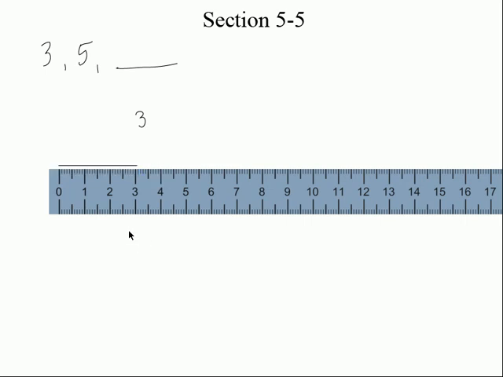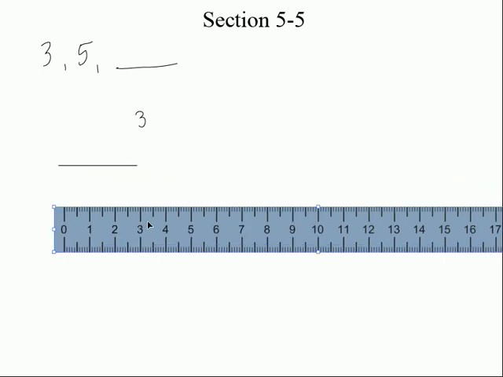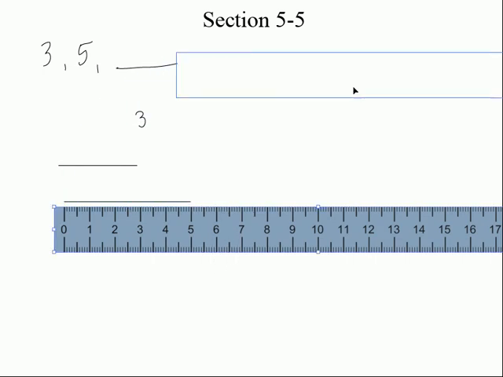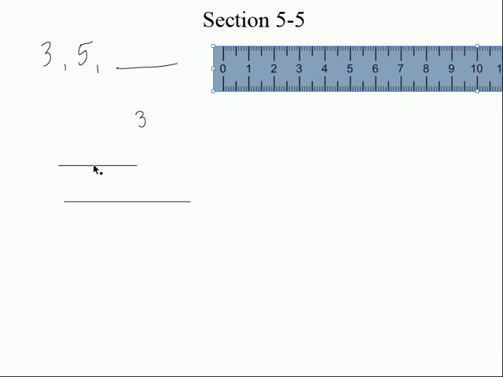Sure, it's practical. All right, so there's 3. Right? Let's do another one. Let's make another one 5. Right there. Okay. And that's not us. Just move that out of the way. So this is 3. And this is 5.